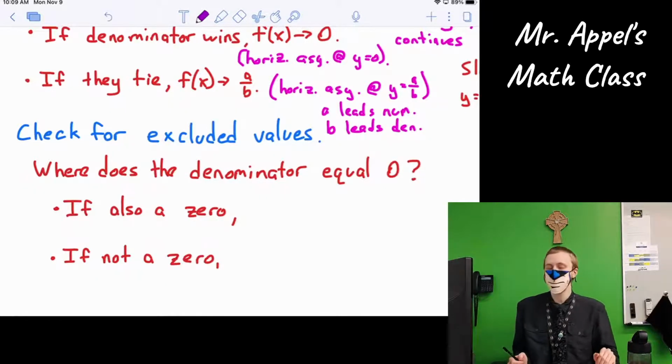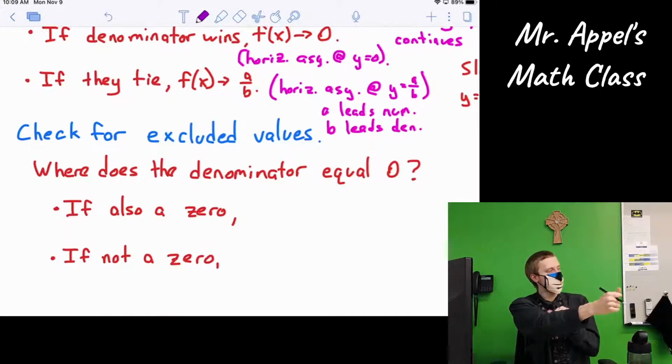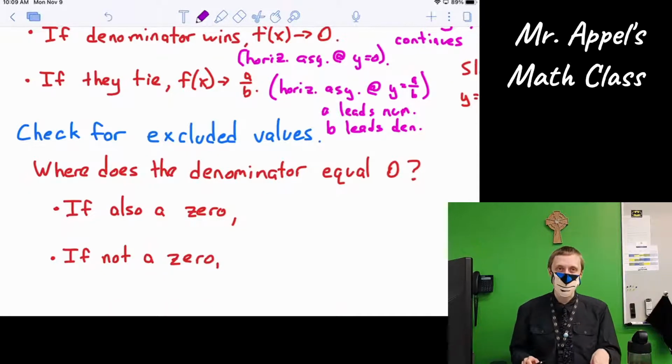Anyone know another name for removable discontinuity? Something that we could take out of the function and just ignore it. Just kind of plug it up and pretend it's not there and skip right over that spot. Coefficients. Coefficient, you can just plug up and ignore the coefficients? No. A hole. We're looking for a hole.